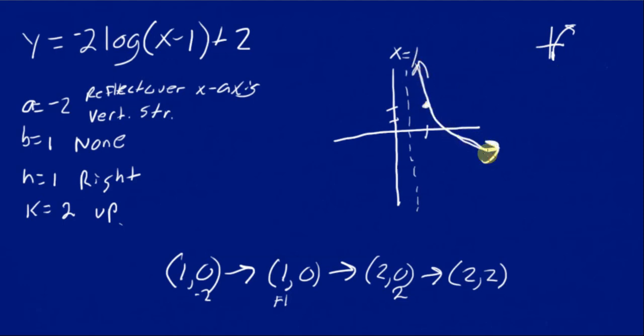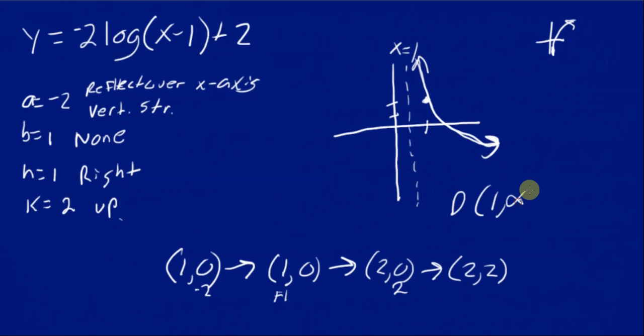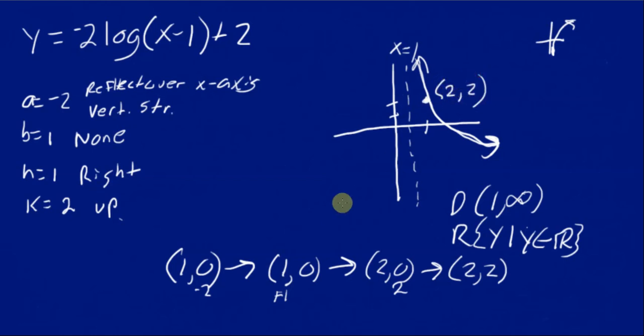Okay? So my domain for this is now going to be from the asymptote up, so the domain is going to go from 1 to infinity. And my range is going to be the set of y's such that y is an element of all real numbers. Sorry for that little mistake there with the exponential function point, but that's all I want: those two key features and then a quick sketch and the domain and range.